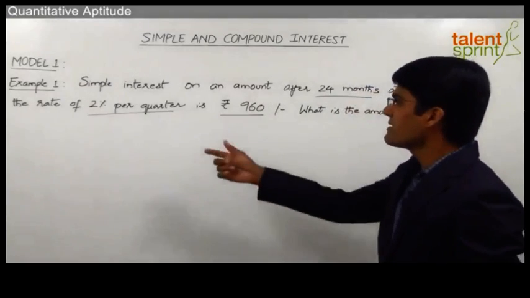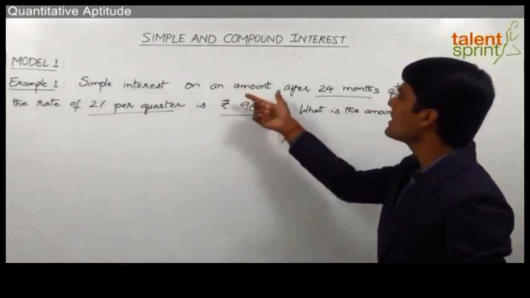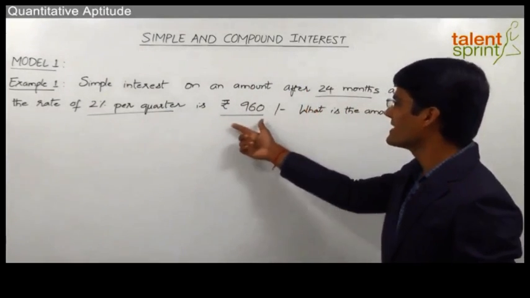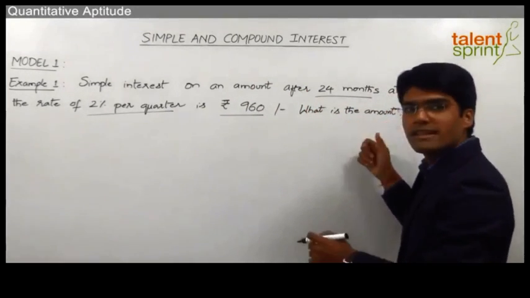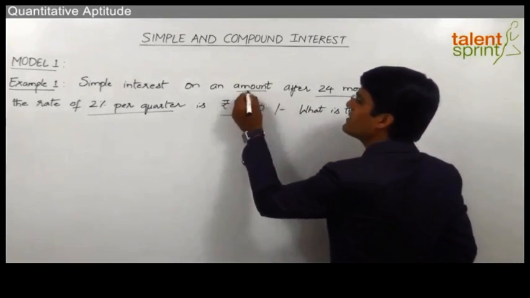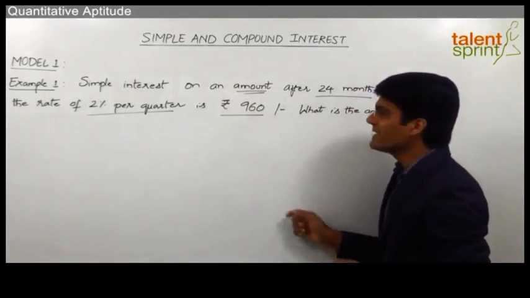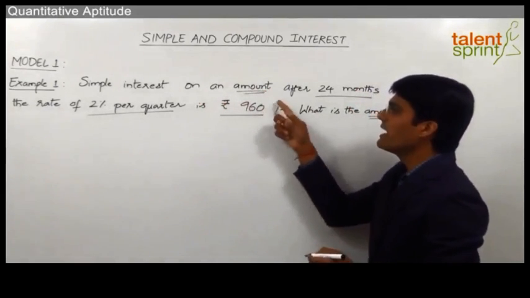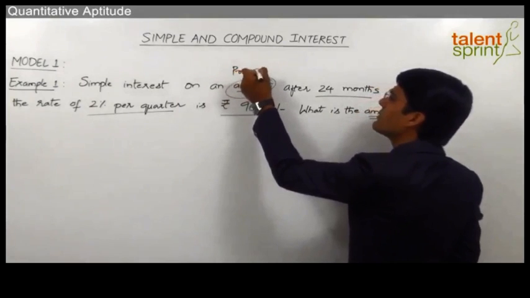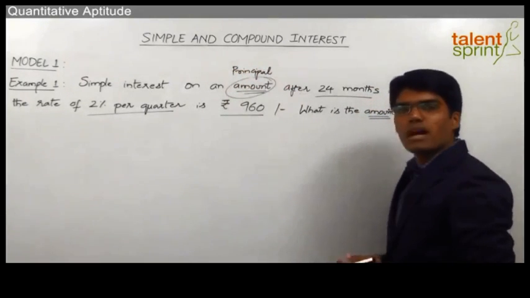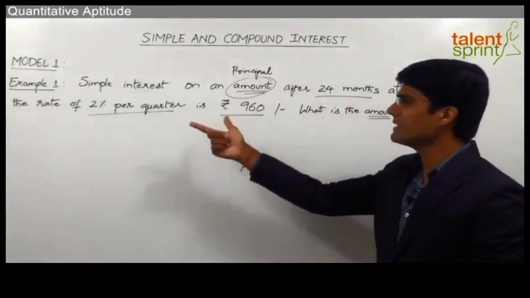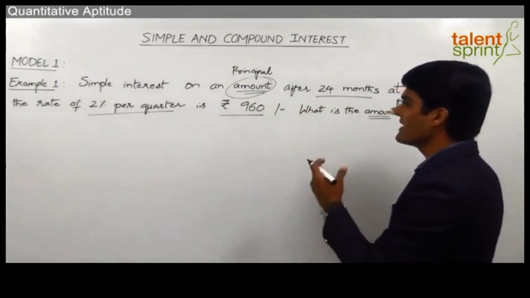So the question says simple interest on an amount after 24 months at the rate of 2% per quarter is 960. What is the amount? The amount mentioned here, in the statement "simple interest on an amount", is nothing but the principal. So here we are supposed to find out the principal amount.